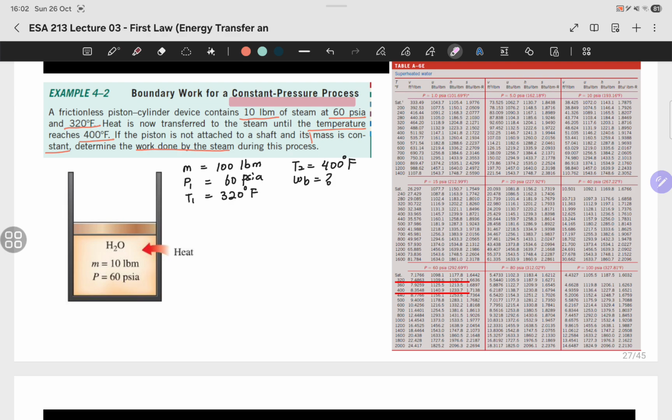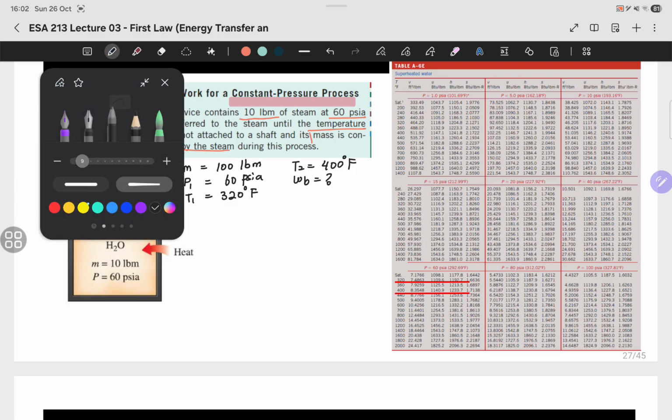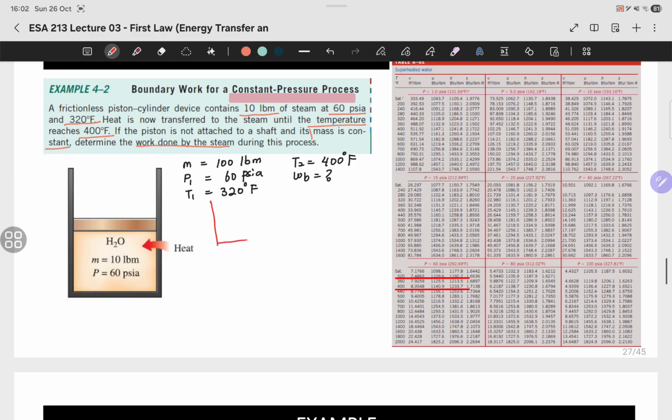Remember, we need to draw our PV diagram. So this is our PV diagram. Pressure is constant, so we start with P1 and P2. This is our P, 60 psia, going from 1 to 2. In order to calculate boundary work, we are required to calculate the area underneath the curve, so basically this is our WB. But we need to have V, right? We need to have our volume.